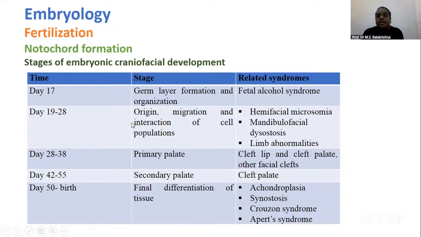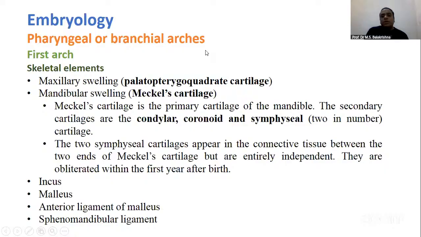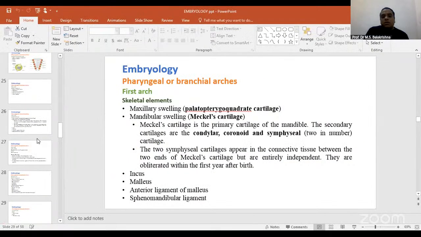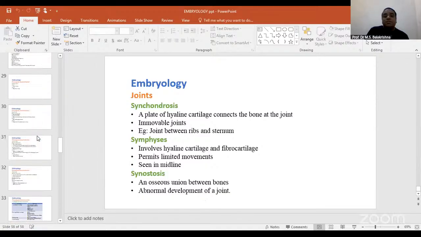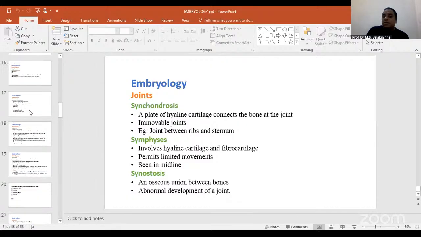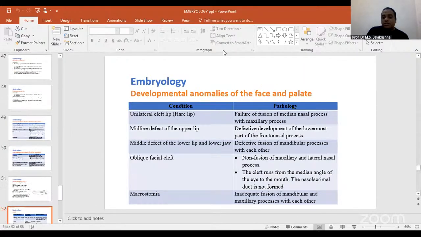19 to 28 days, there is origin, migration, and interaction of the cell population. So all the cell population, they are in the 18 to 19 days. So what happens if 18 to 19 days again there is a problem? Then there is a syndrome. And what is that syndrome? The syndrome is, again, just a second.